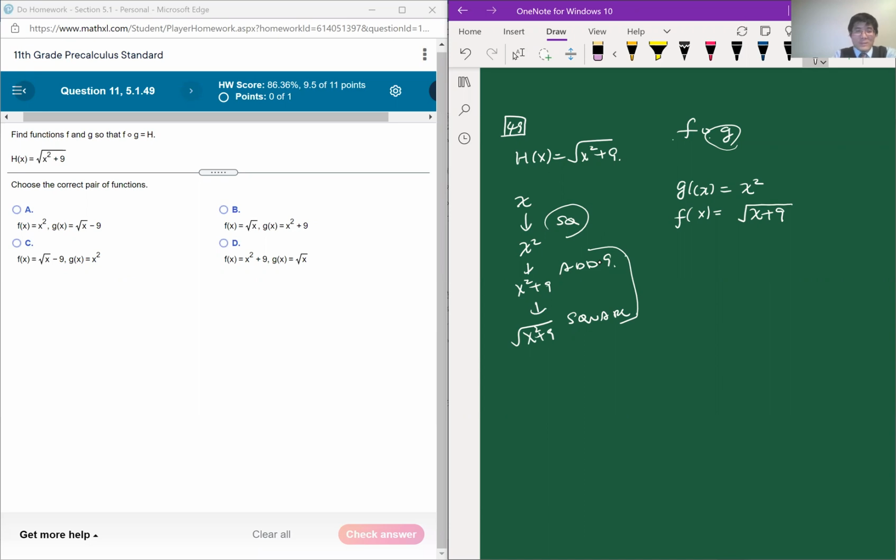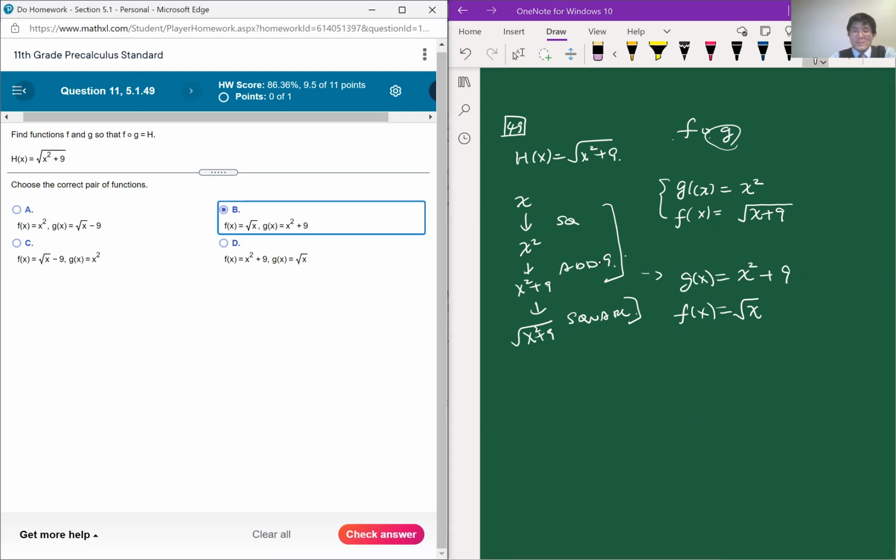Looking at these choices, there is no choice corresponding to this, so let's forget about this. Splitting into two functions could be considered as these two and this separately. In this case, g of x is going to do input squared plus 9, while f of x only takes a square root of the input. Looking at the choices, I can see choice B is this, so it's going to work.